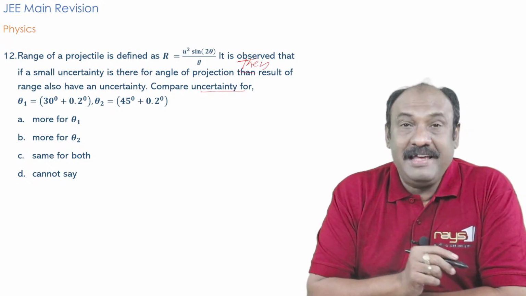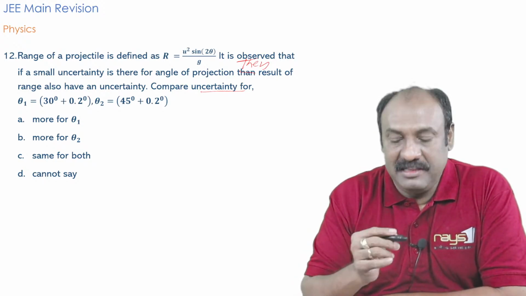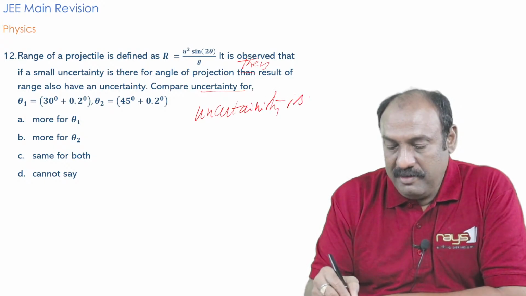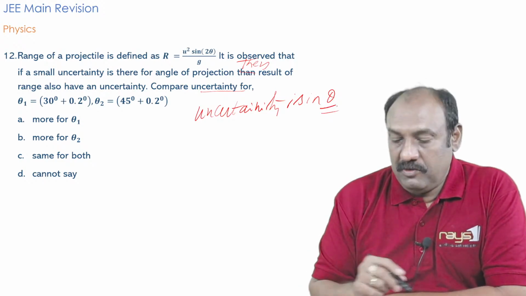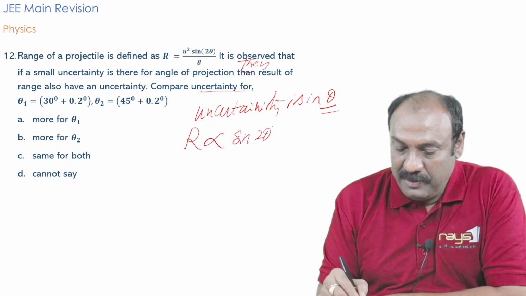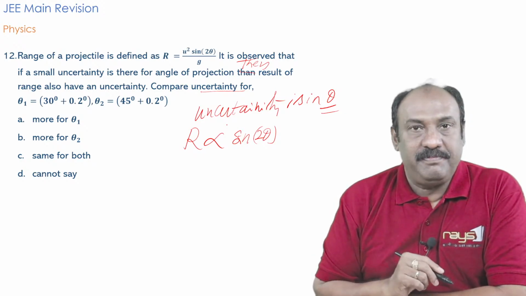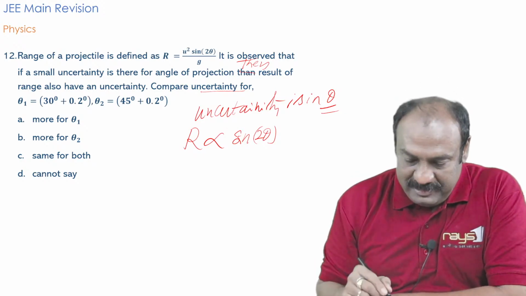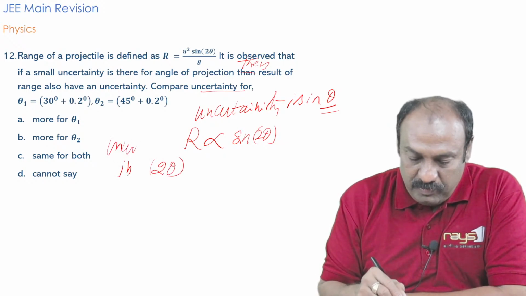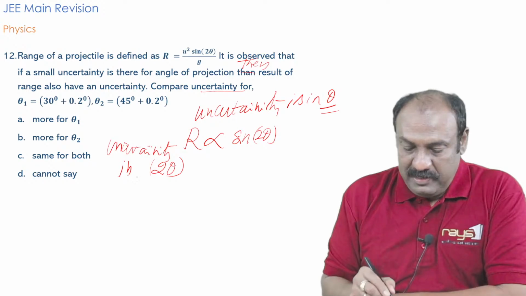So here uncertainty is observed in the measurement of the angle of projection theta. So uncertainty is in theta, which means, since R is directly proportional to sine 2 theta, automatically uncertainty is also observed in range. That is, uncertainty is also observed in 2 theta.